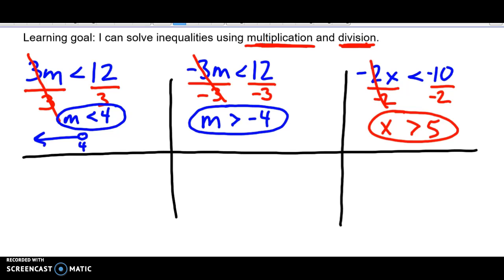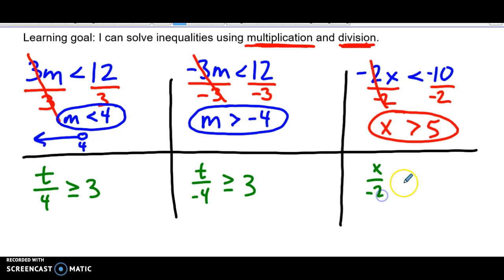So let's check out some examples using multiplication. Say I have t divided by 4 is greater than or equal to 3. Then we'll also compare that to t divided by negative 4 is greater than or equal to 3. And then we'll also look at x divided by negative 2 is less than 6. So let's start with our first inequality. T divided by 4 is greater than or equal to 3. I want t by itself. So the opposite of dividing by 4 is multiplying by 4.